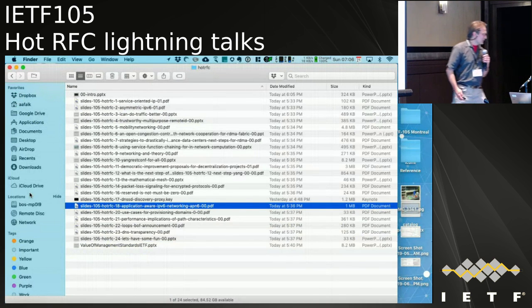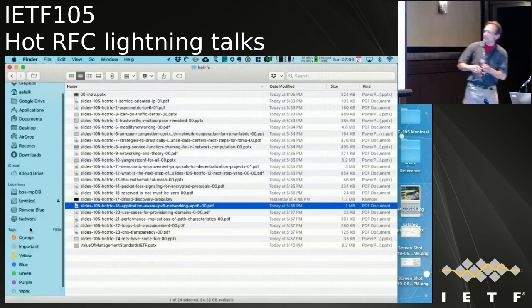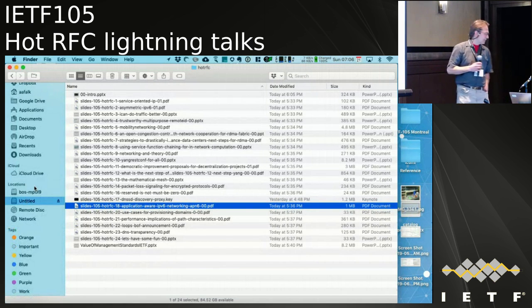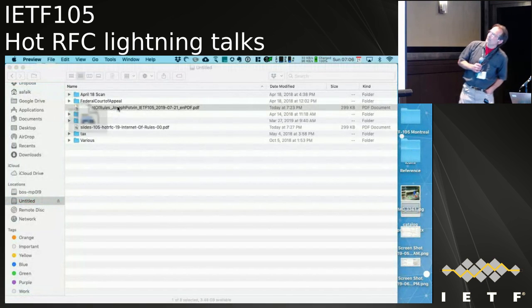We're on the backup USB stick. I don't know why. Sorry? Okay.